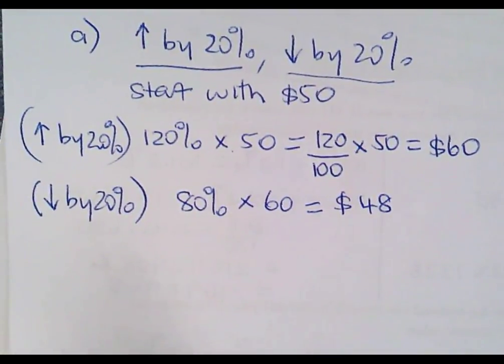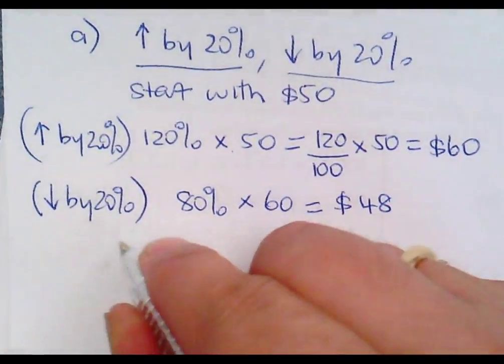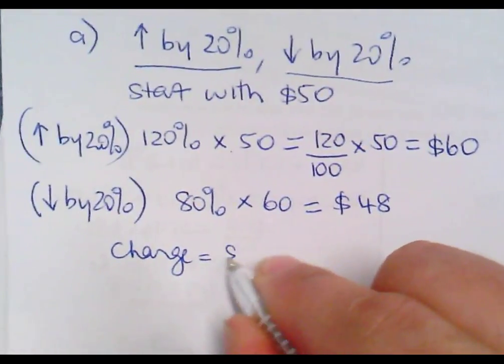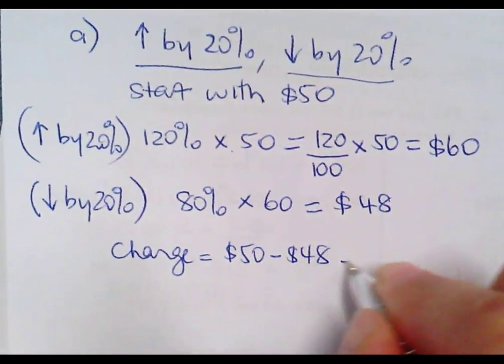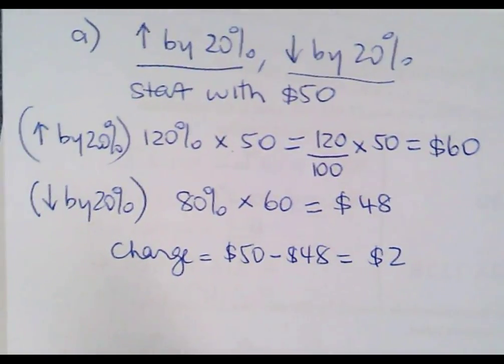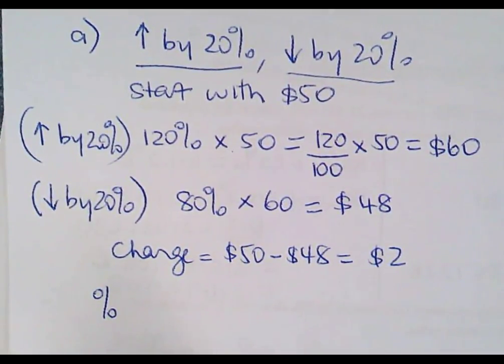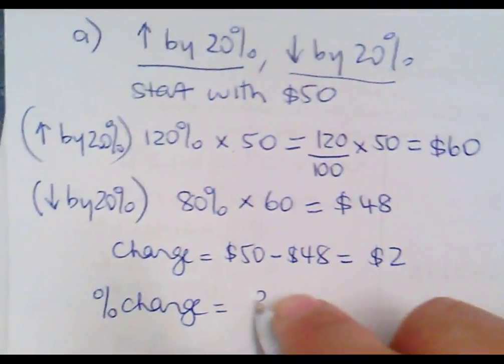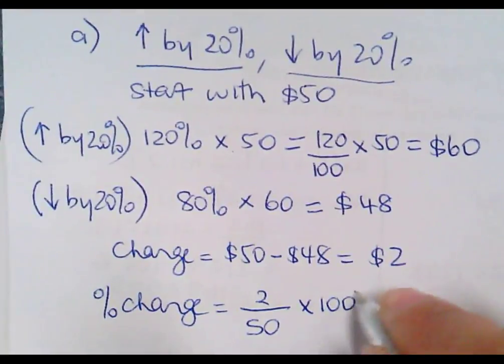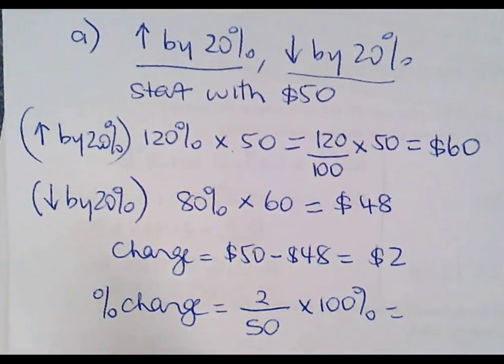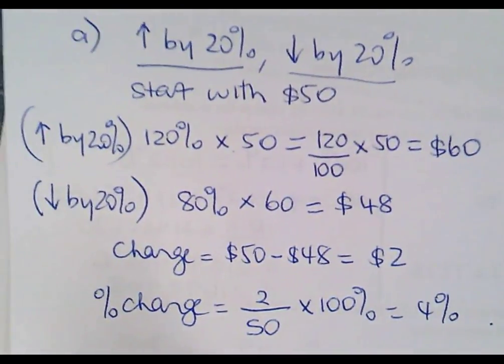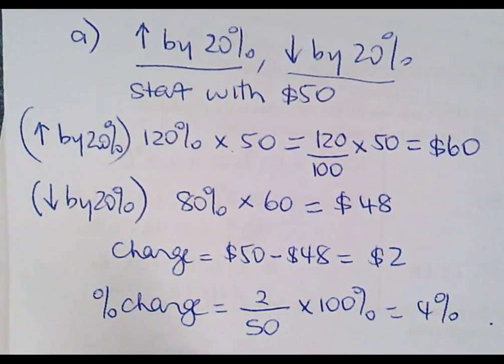Right. Okay, girls, what was the original price? All right, what is the change in price? 50 minus 48, $2. Girls, that's $2 out of 50 to go percentage. Some of you should already be thinking 2 out of 50 is the same as 4 out of 100, equivalent fractions. So the percentage change is the $2 out of the 50, times it by 100% if you want. That's probably the easiest way to do it. And you get 4%. Okay? So that is question A done 3 ways.